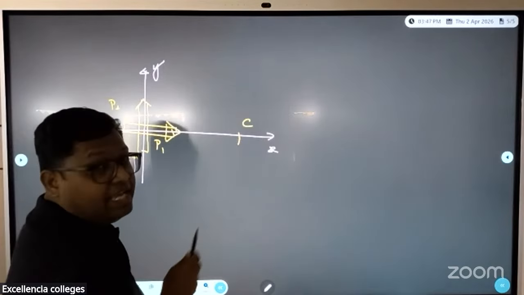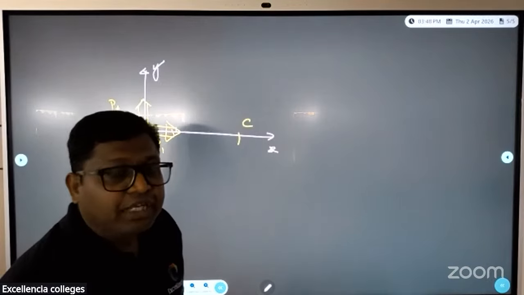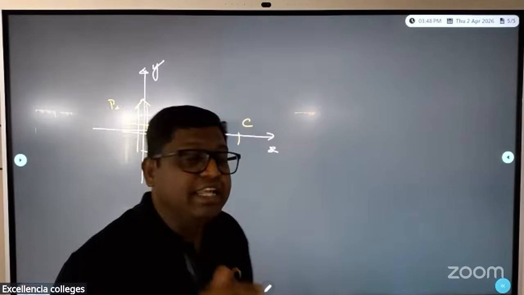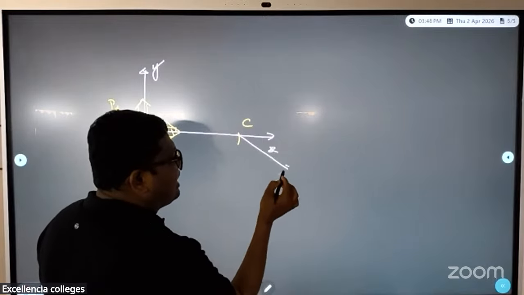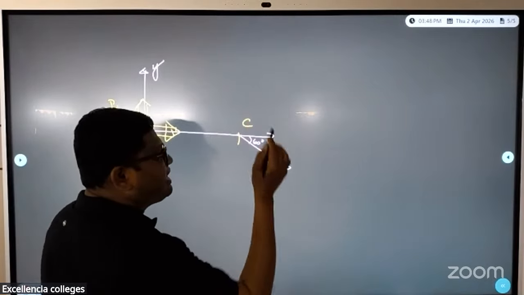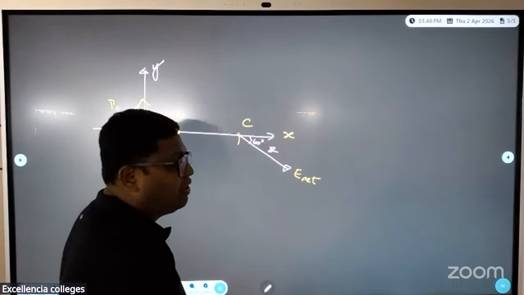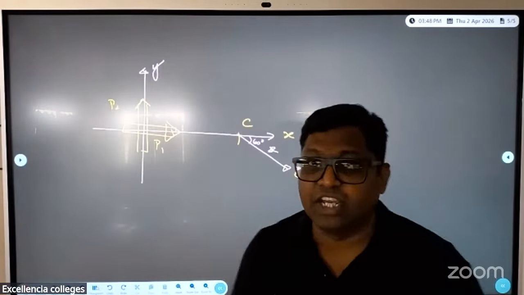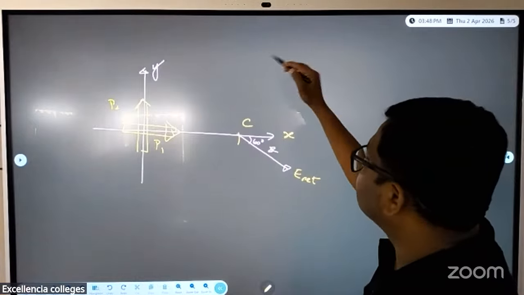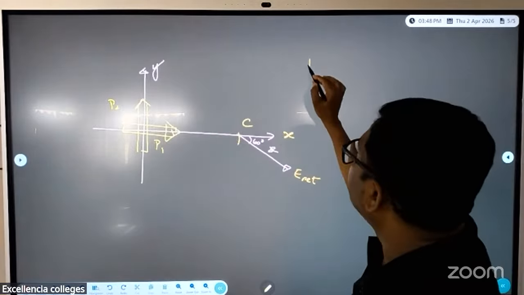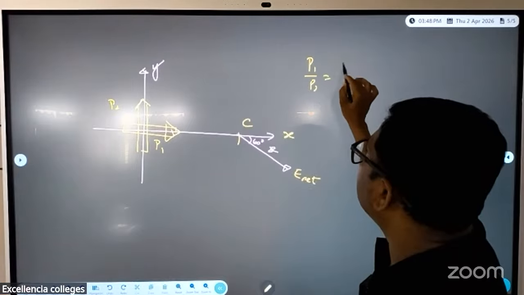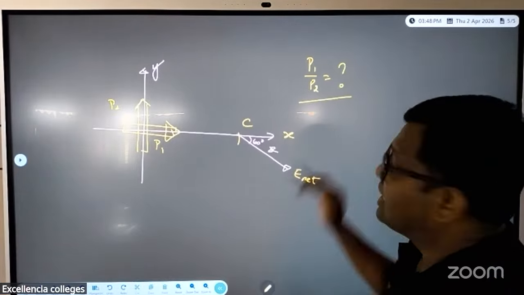At a point C, he says in the question, this is the resultant electric field, making an angle with the x-axis. You are asked to calculate the ratio of the dipole moments. So what is P1 by P2? How much is this value? You are asked to calculate this.